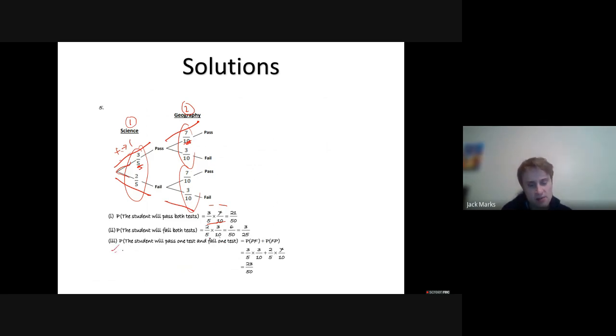More interesting is when you have questions where things can happen in 2 different ways. So pass 1 and fail 1. It doesn't specify which subject you have to pass and which subject you have to fail. So we can talk about pass and fail, or fail and pass, and that's what they have done here. The same steps as before, we just have to add them together at the end. Why? Because they are mutually exclusive events. Passing and failing cannot happen at the same time as failing and passing, so you add them together.